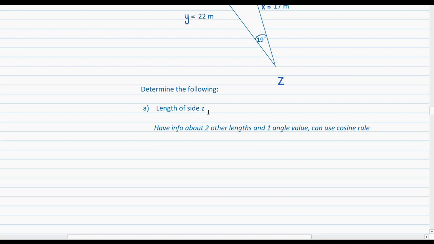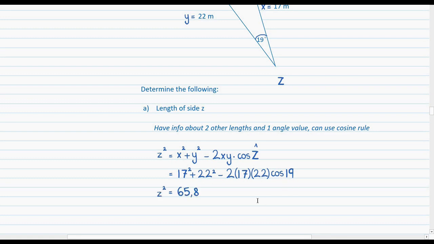So we want to determine the value of z. We choose the form making z the subject, giving z squared is equal to x squared plus y squared minus 2xy cos of angle z hat. Then sub in the values, giving 17 squared plus 22 squared minus 2 times 17 times 22 cos 19, giving a value of 65,8 for z squared, and finally 8,1 meters as the length of side z.